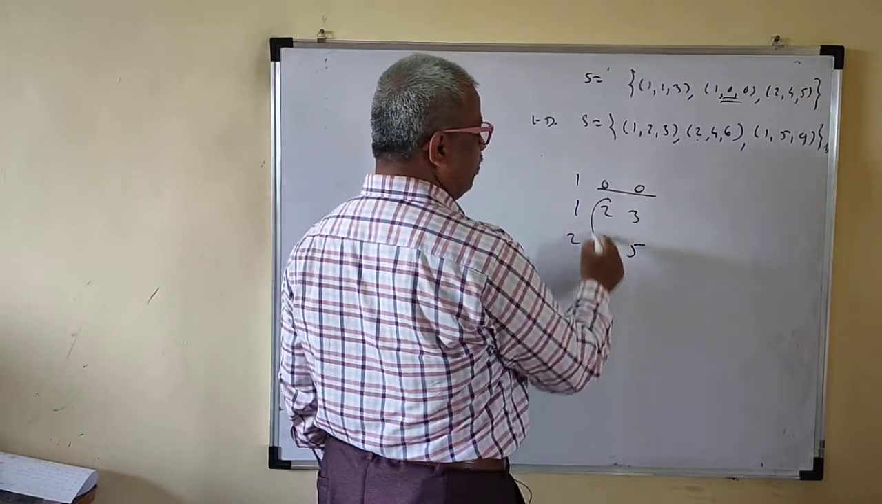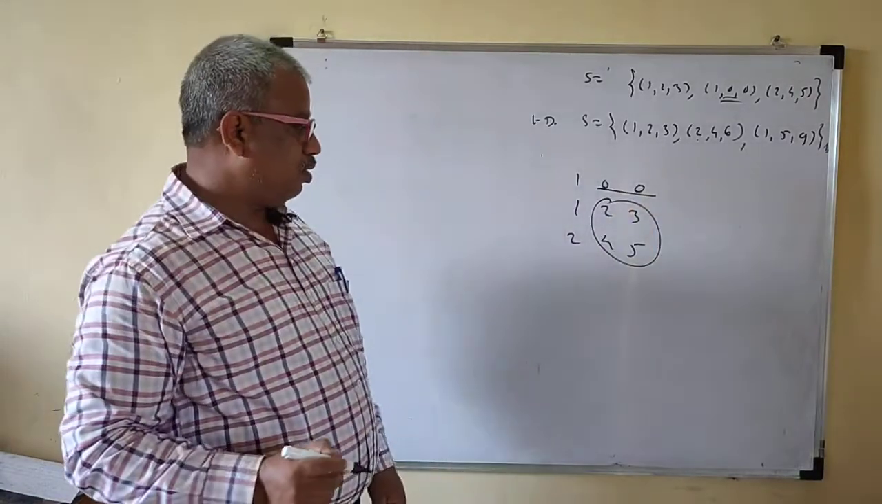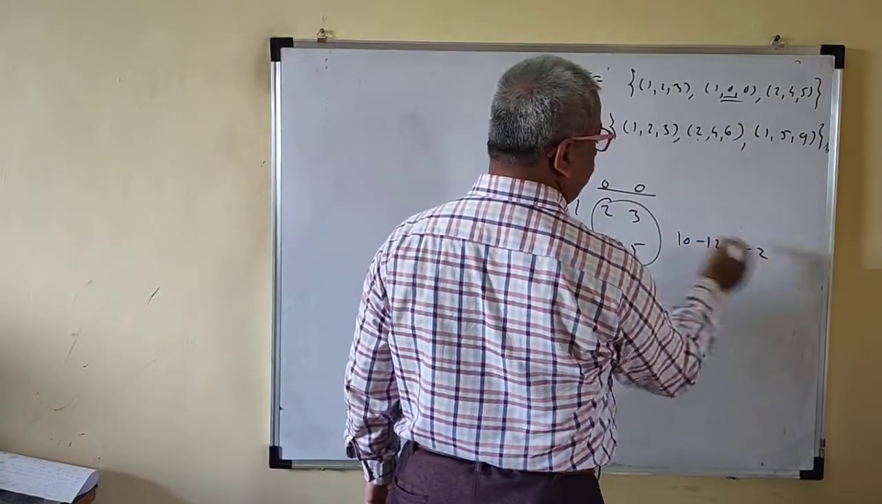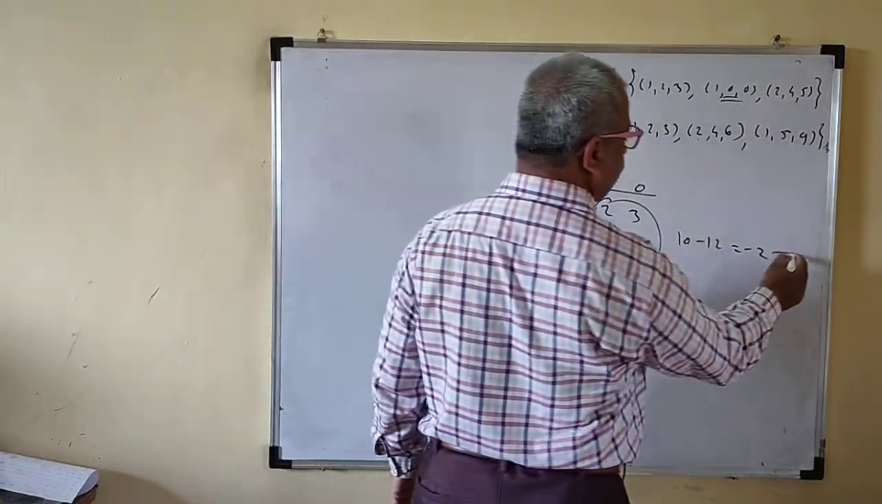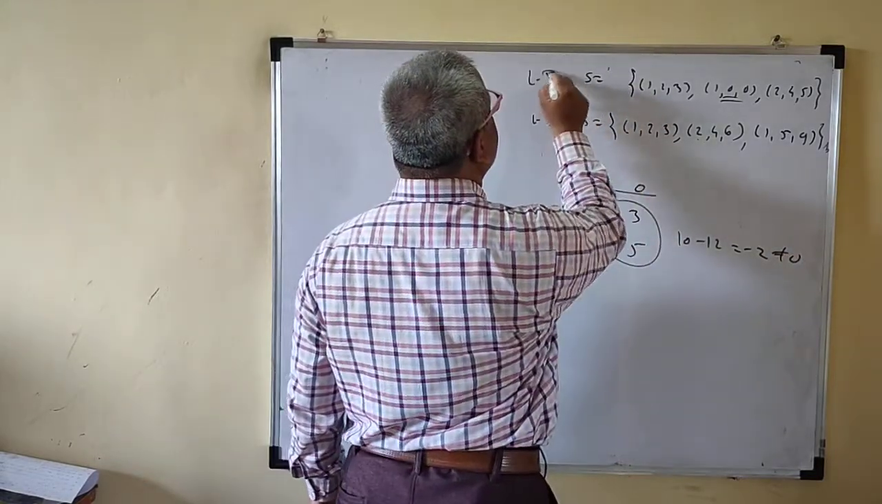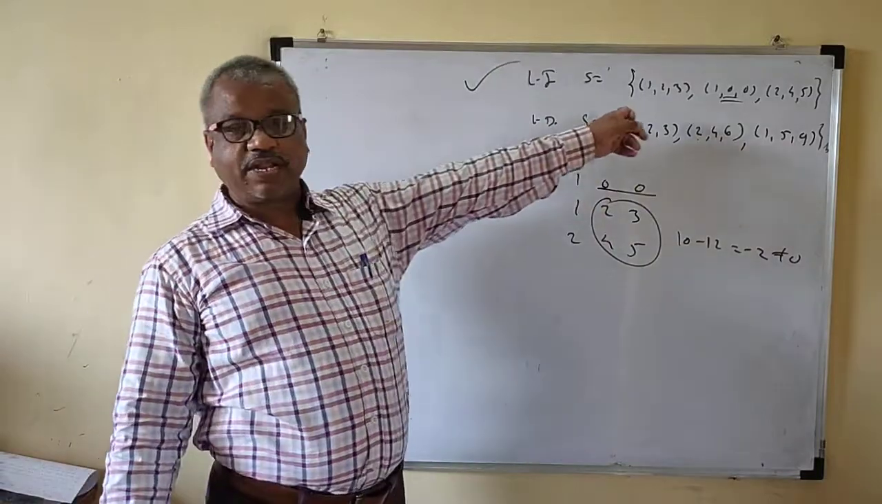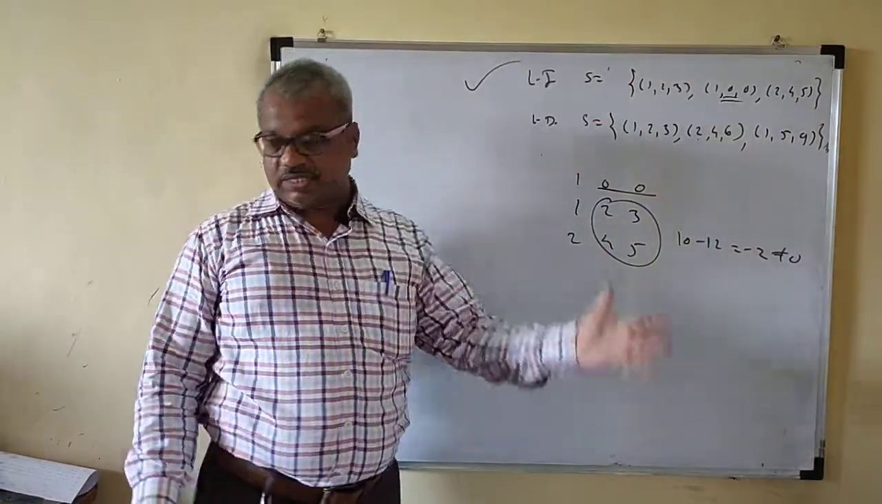So these are 2, 0, that means you have to take a determinant of only this top. Okay, so this is 10 minus 12, so minus 2 into 1, so this is minus 2, so not equal to 0. This is linearly independent, so this is the basis, because it is a linearly independent set containing 3 vectors.